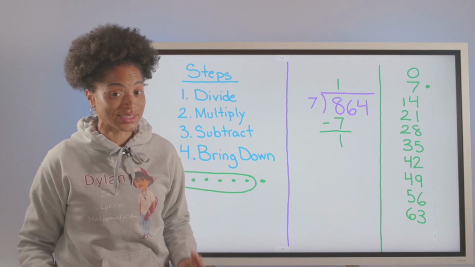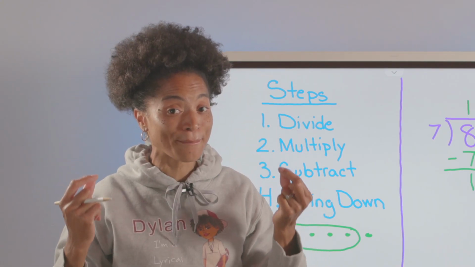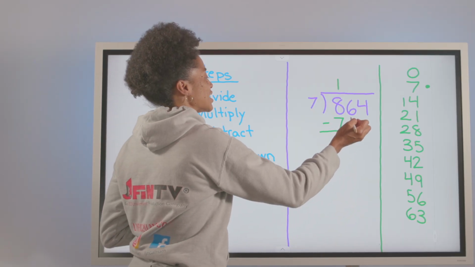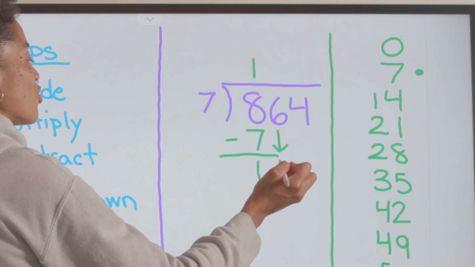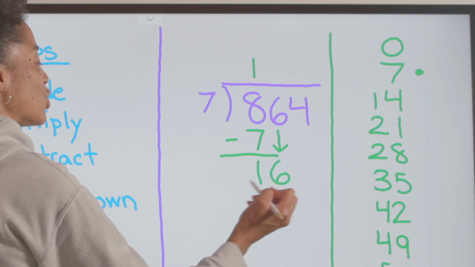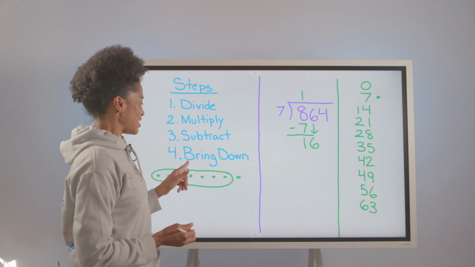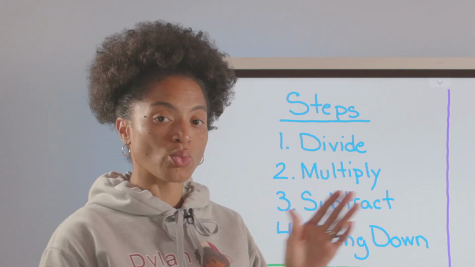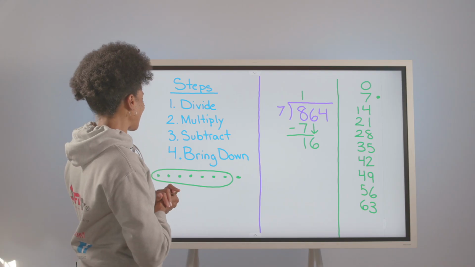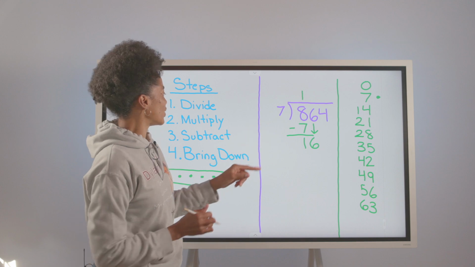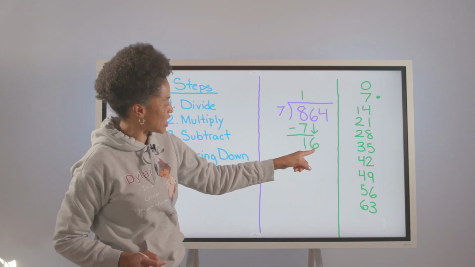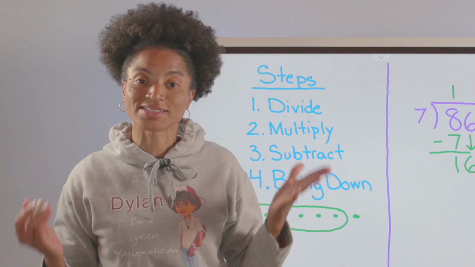You're going to bring down, say it with me, you're going to bring down. So we're bringing down what? 6, right next to the last digit we just wrote, and it becomes 16. And then I'm going to do it again. What does that mean? That means we're going to divide. Now we're looking at 16 divided by 7.